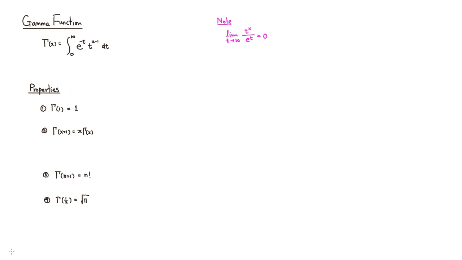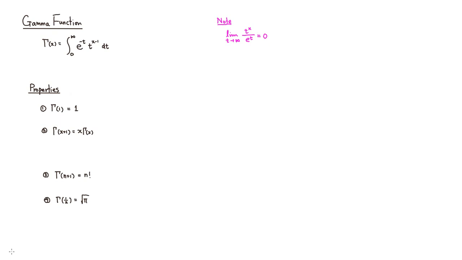All right, let's look at the gamma function. Gamma function is kind of a strange function, but surprisingly, this comes in very handy when it comes to simplifying Laplace transform. So here's the definition. Gamma of x is defined to be the integral from 0 to infinity of e to the negative t times t to the x minus 1 with respect to t.